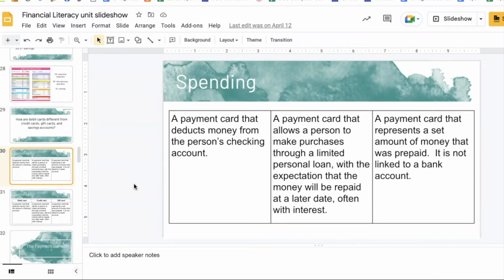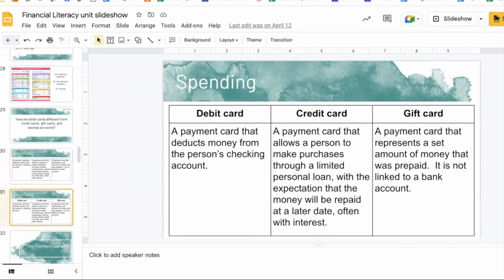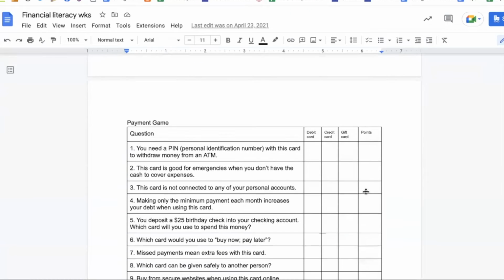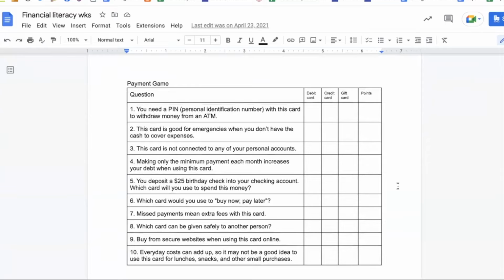So when we look on slide 30, we want people to take a guess of which one's debit, which one's credit, and which one's gift card. The answers are on slide 31. Students will want to write in the information on the table at the bottom of the first page of their financial literacy worksheet. There's also a section to figure out which one is the savings account, which of course is the last one here.